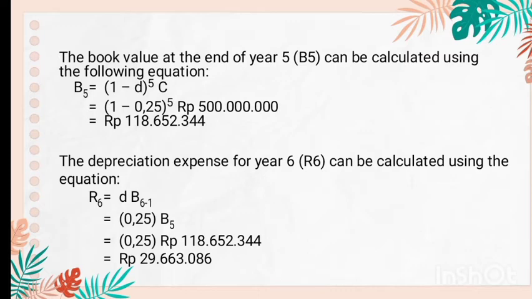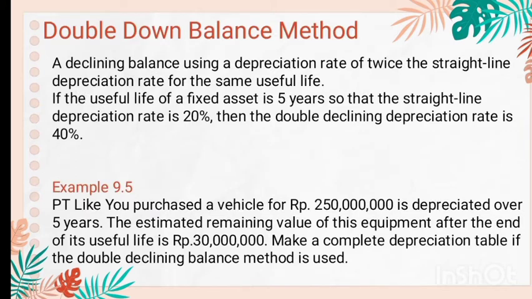The book value at the end of year 5, or B5, can be calculated using the following equation: B5 is equal to (1 minus D) to the power of 5, multiplied by C. So we get the book value at the end of year 5 is 108,652,344 rupiah, and the depreciation expense for year 6, or R6, can be calculated using the equation R6 equals D multiplied by B6 minus 1, and we get 29,663,086 rupiah for the depreciation expense for year 6.